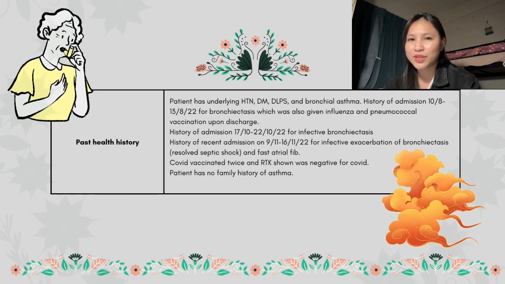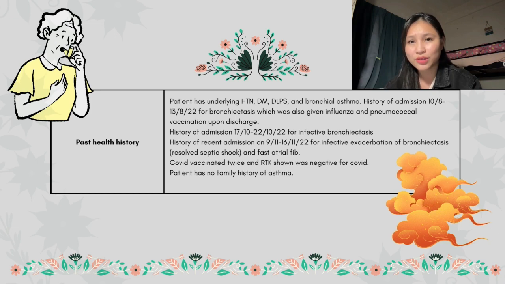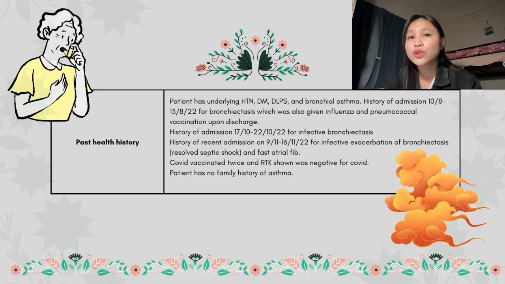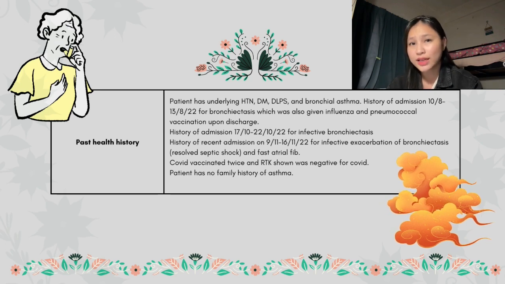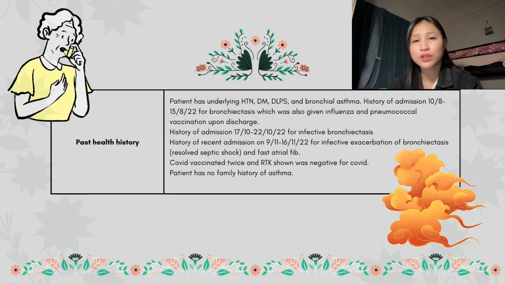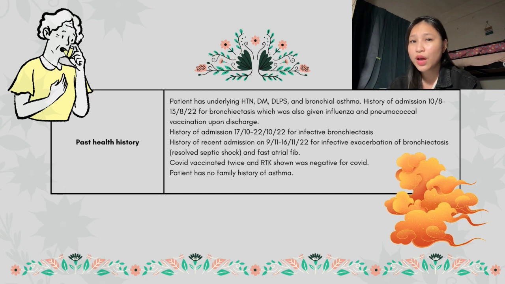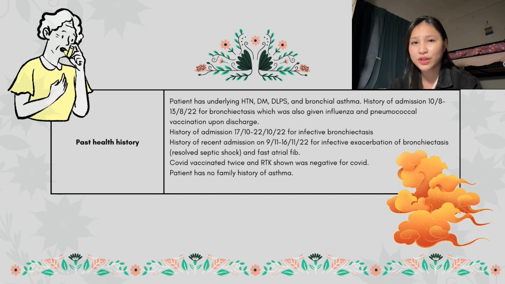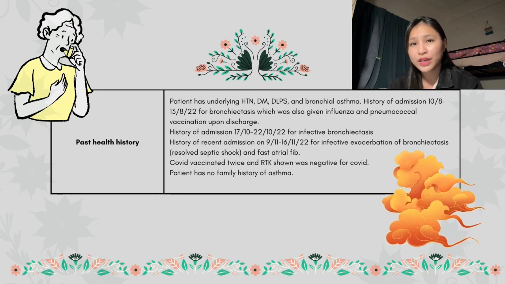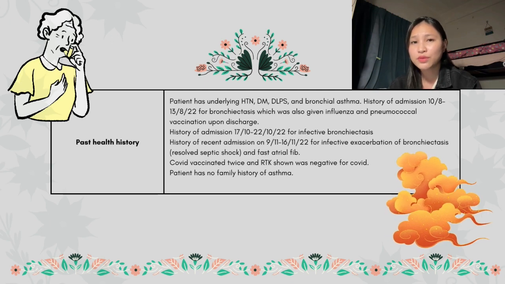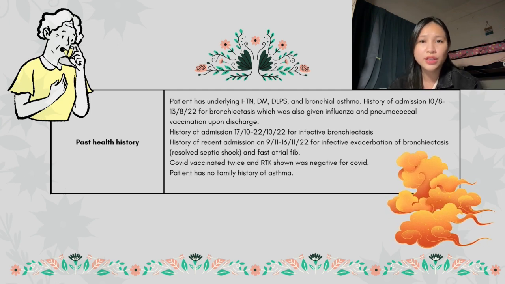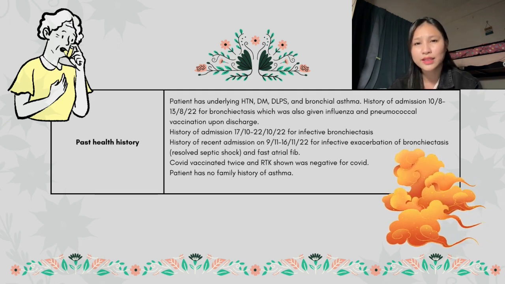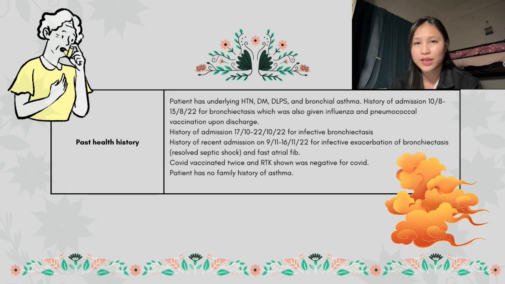She had a history of admission from 10 August until 13 August 2022 for bronchiectasis, which also gave her influenza and pneumococcal vaccination upon discharge. She has another history of admission from 17 October till 22 October 2022 for infective bronchiectasis, and a recent admission from 9 November until 16 November 2022 for infective exacerbation of bronchiectasis, with resolved septic shock and fast atrial fibrillation. She has been vaccinated for COVID twice and showed negative RTK for COVID, and the patient has no family history of asthma.